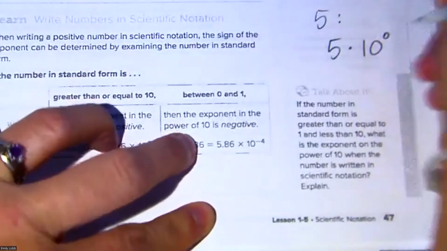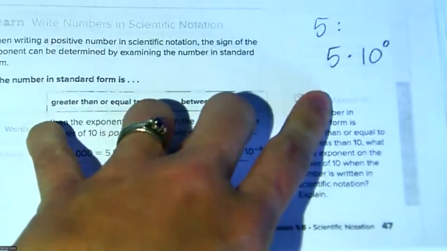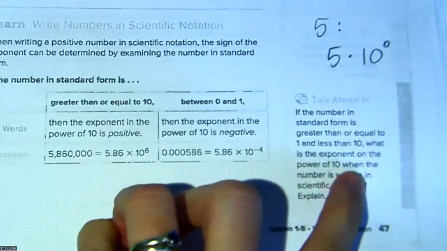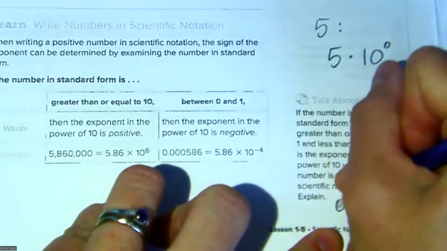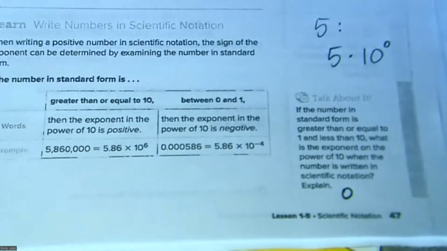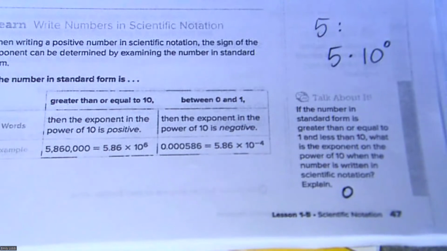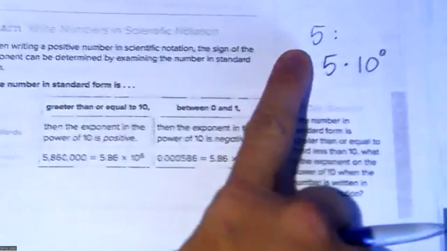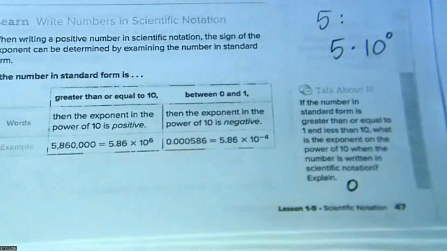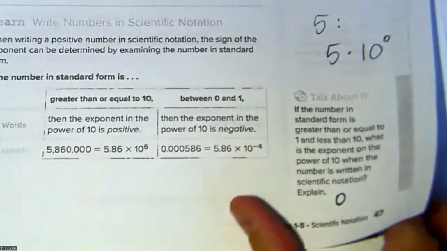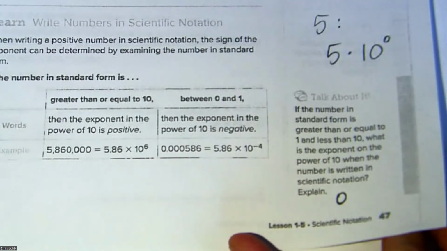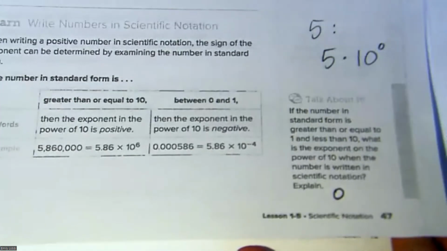0. There you go, light bulbs. I saw all those light bulbs. So 5 times 1 equals 5. So what is the exponent on the power of 10 when the number is written in scientific notation? 0. So do you see how we kind of had to take a hypothetical, when a number is between 0 and 10, and put an actual number to it. Well, how would I write the number 5 in scientific notation? 5 times 10 to the power of 0. How would I write the number 6? 6 times 10 to the power of 0, right? We don't usually use them for those because it's not a really big or a really small number. That helps you to understand.